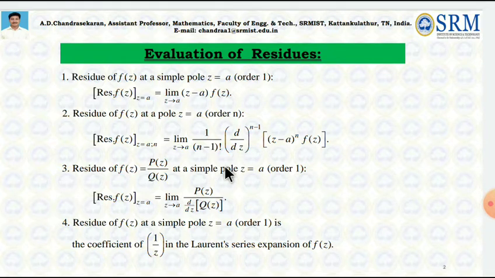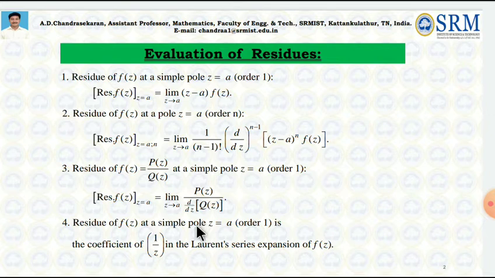The third one is a special case. The residue of f of z, where f of z is p of z by q of z, at a simple pole z equal to a, is the limit as z tends to a of p of z by d by dz of q of z. What does that mean? That means we differentiate the denominator alone with respect to z, then apply the limit.